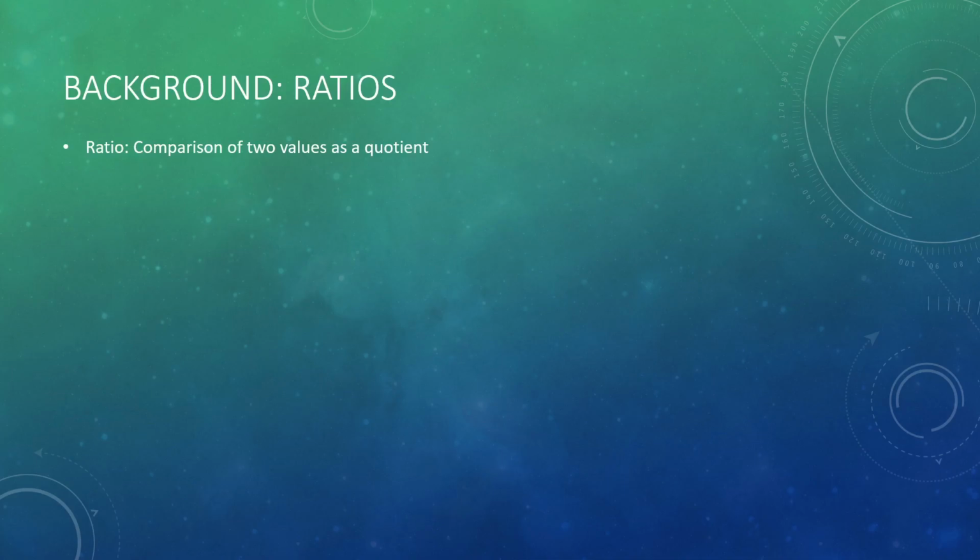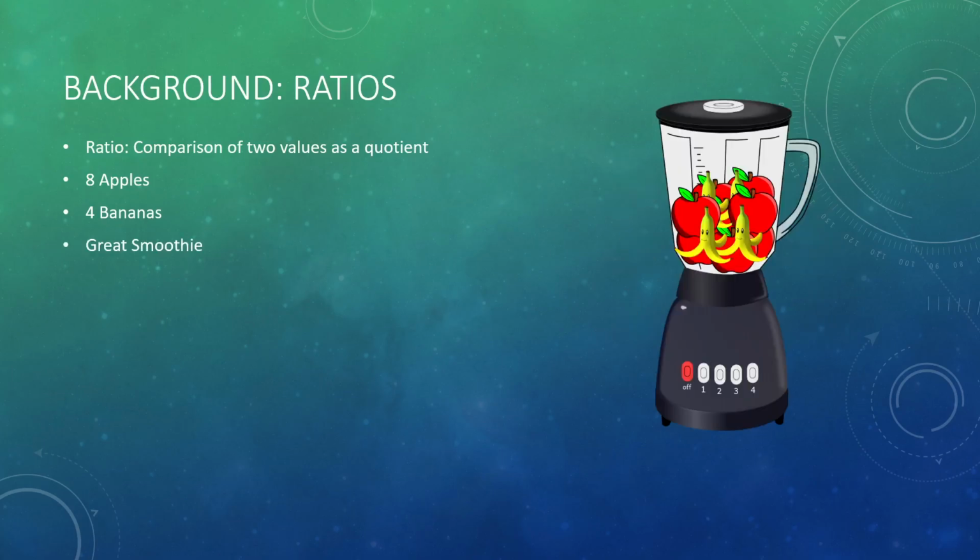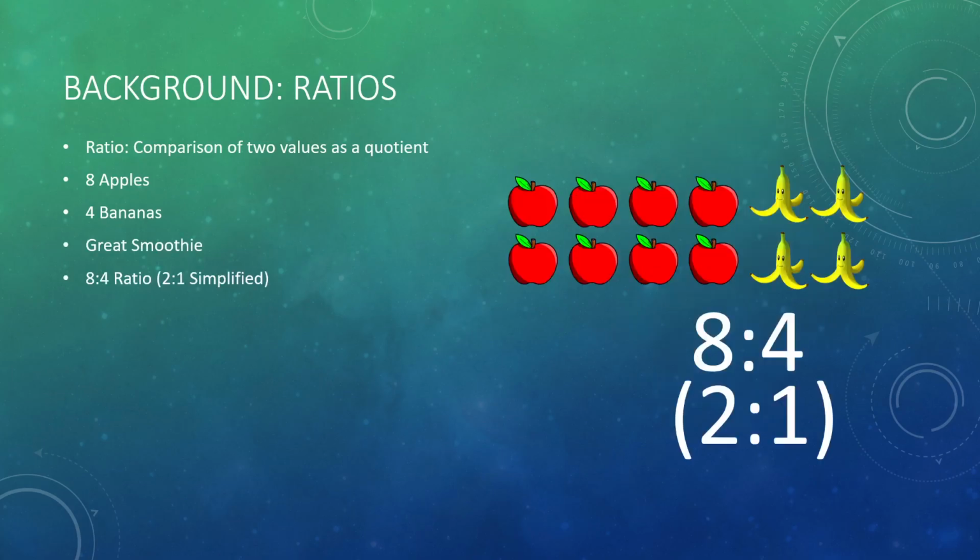For example, using a classic, I have 8 apples, and I've got 4 bananas. And aside from the potential for a really awesome smoothie, my ratio of apples to bananas is 8 to 4. Simplified down, that's a 2-to-1 ratio. For every 2 apples, I have 1 banana.